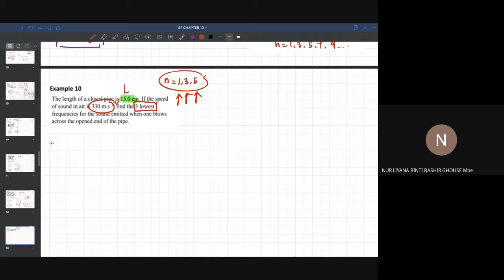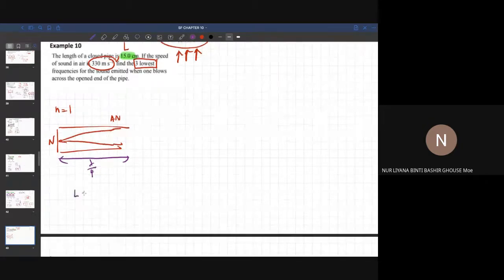So sekarang kita tahu dia adalah closed pipe. So bila N is equals to 1, lukisan kita adalah bentuk begini. Lepas itu kat sini adalah kita punya knot, dekat sini adalah anti-knot. Lepas itu we know daripada knot sampai ke anti-knot adalah lambda over 4. So bila kita rearrangekan balik, kita tahu L daripada hujung sini sampai ke hujung sini adalah L. So L is equals to lambda over 4.